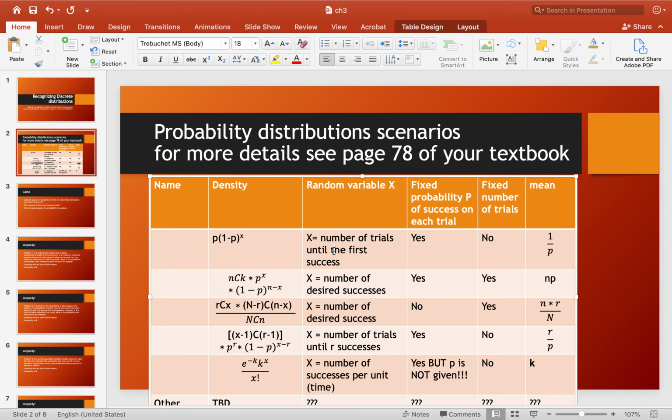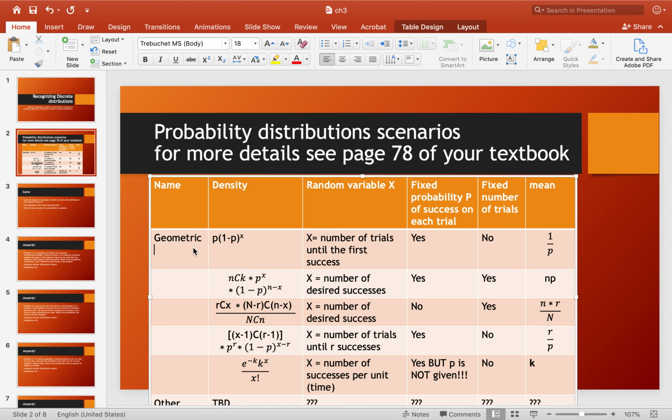So here I have my first random variable: the number of trials until the first success. If you run through this, it could take a lot of trials until you get your first success, and therefore there's not a fixed number of trials. Now in the problem there needs to be a given fixed probability of success. And I have the mean listed here. One other thing you should note about this distribution is that it's a geometric distribution.